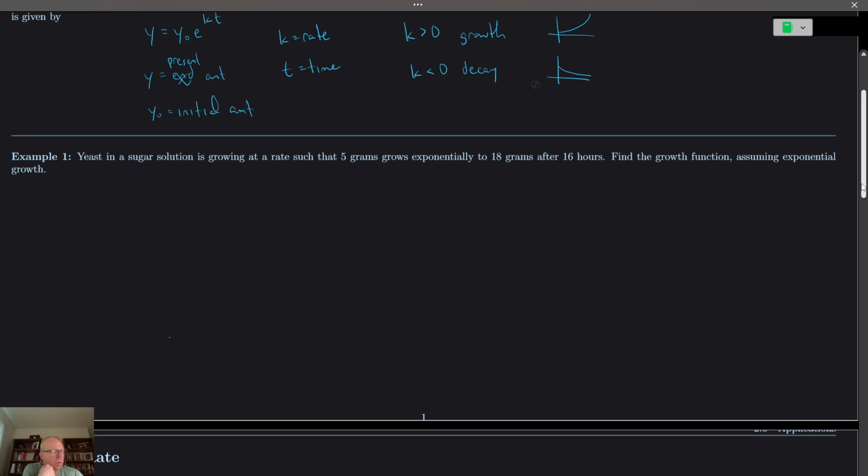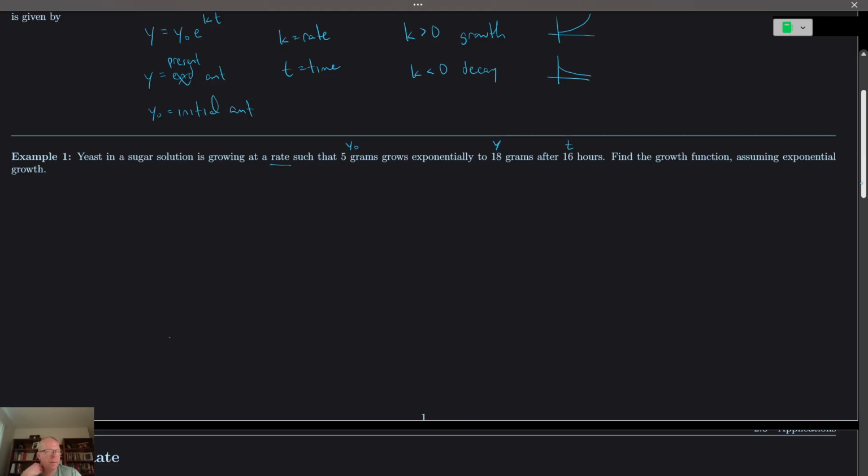So let's look at the first example. So we have yeast in a sugar solution growing at a rate such that 5 grams, so that is going to be our initial amount, y naught, grows exponentially to 18 grams, so that's going to be our present amount or ending amount, after 16 hours. So there is our t. So find the growth function, assuming exponential growth.